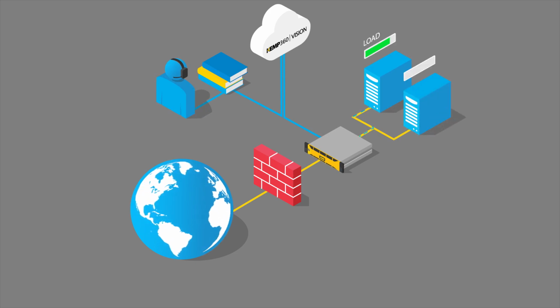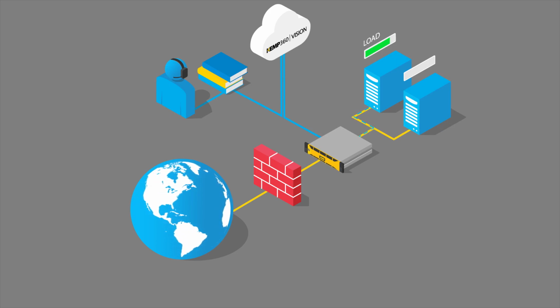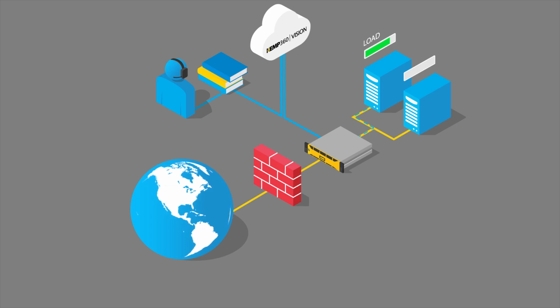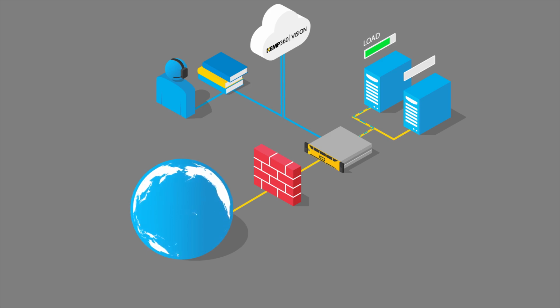With Kemp 360 Vision, this traffic anomaly is detected and the condition intelligently analyzed by Kemp 360 Vision. The reported condition, the configuration state of the load balancer, and the traffic profile from external systems are all used to create a validated remediation that is delivered to the customer via their preferred notification channel.